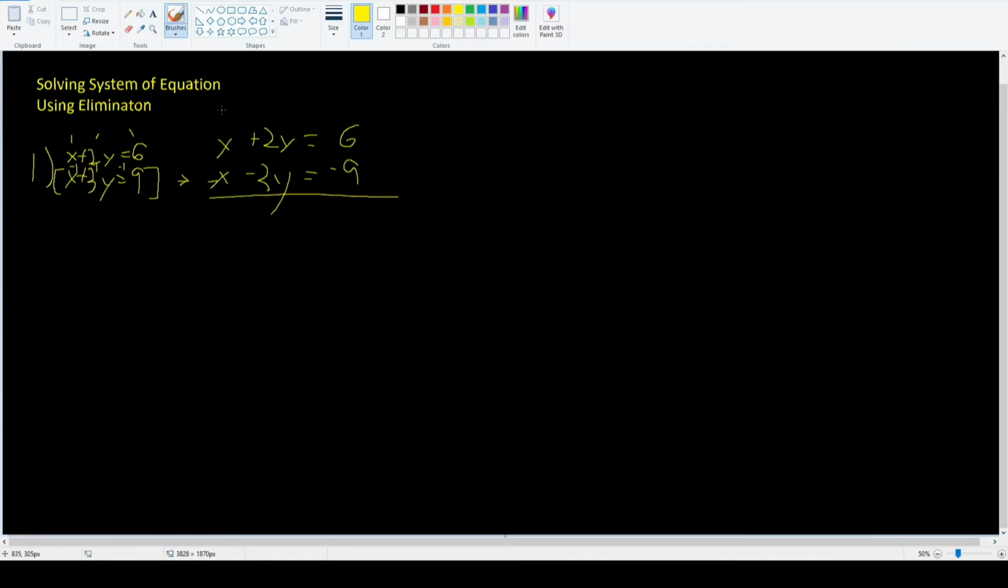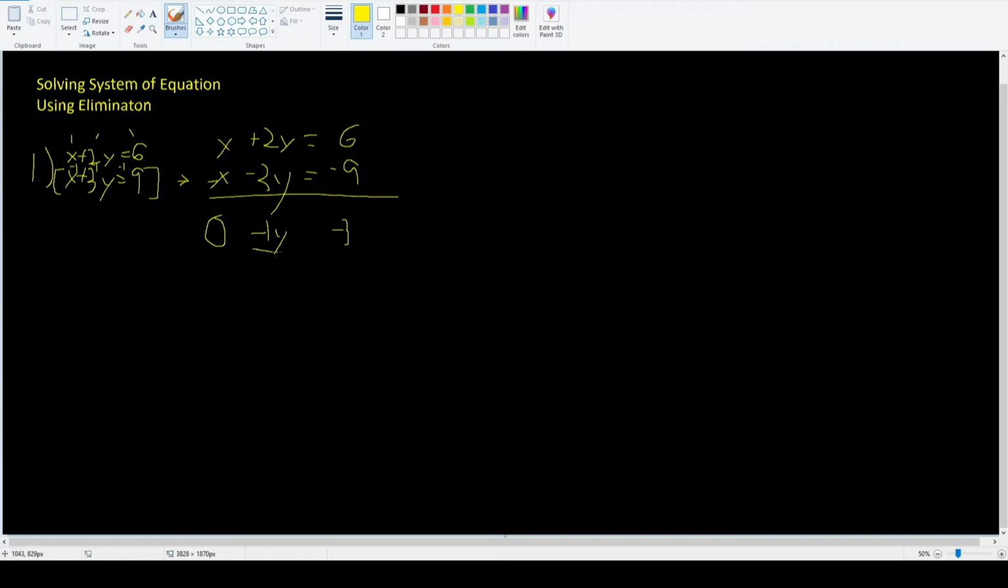So x plus negative x, you will get 0. 2y plus negative 3y, you will get negative y. 6 plus negative 9 equals negative 3. What are you going to do from here? Just forget about the 0 because it has no value. It plays no role.